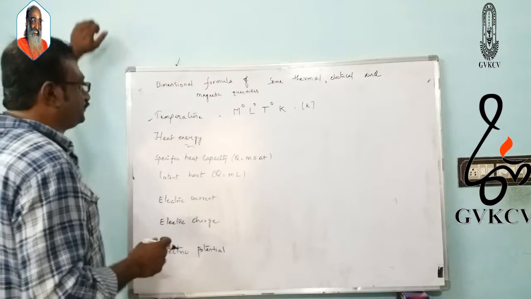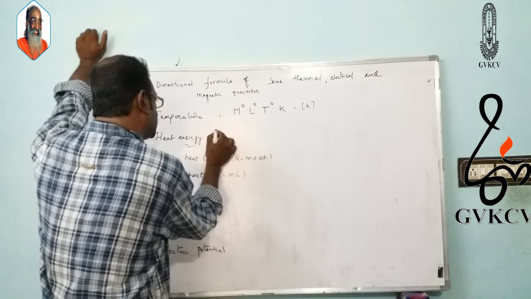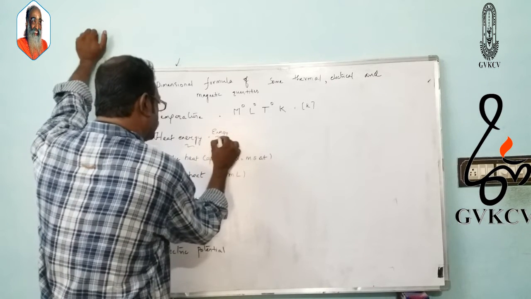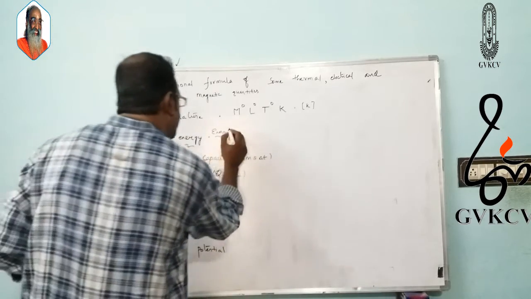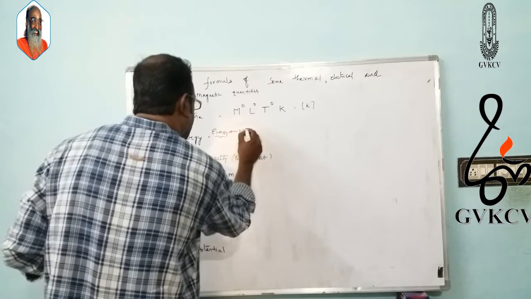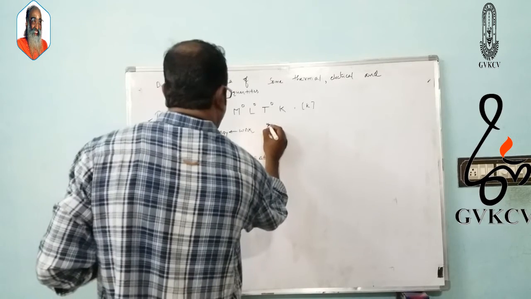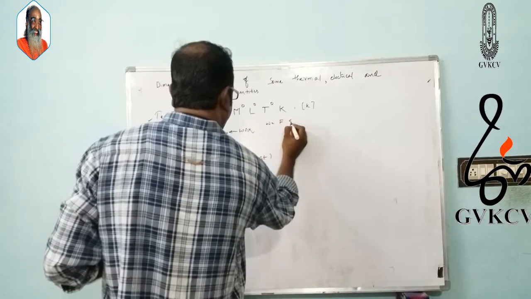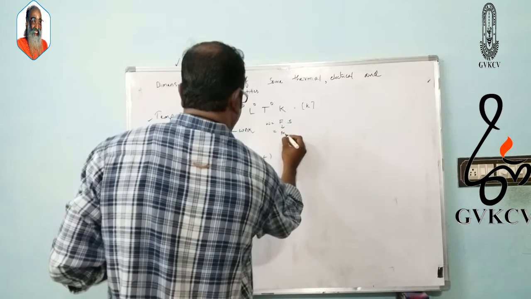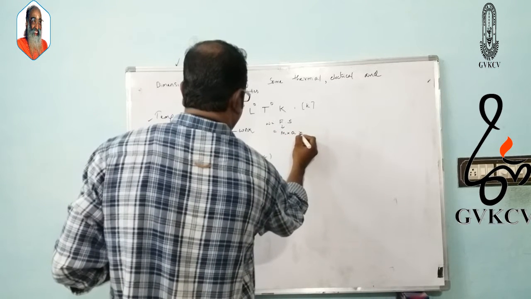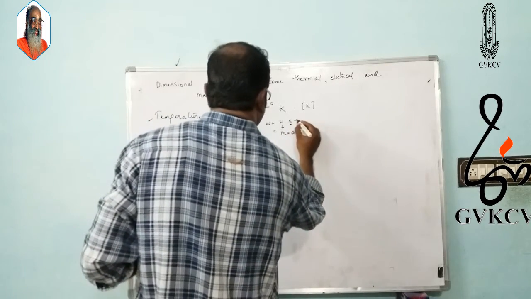Next is heat energy. Heat energy is a form of energy, so we have to write the dimensions for the energy. Energy is nothing but the work. So how do we get the dimensions for the energy? By the work. How to write the dimensions for the work? Using the formula W is equal to F dot S. F is the force. Force is mass into acceleration. S means it is the displacement.